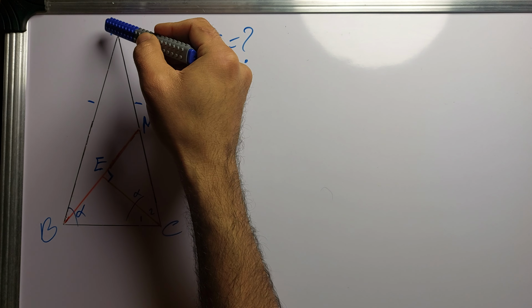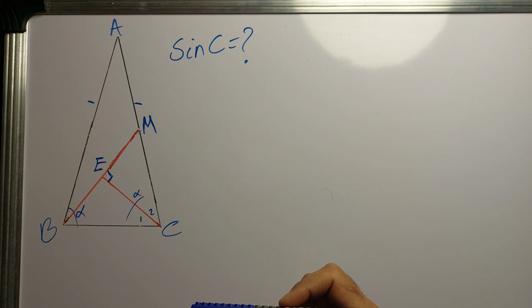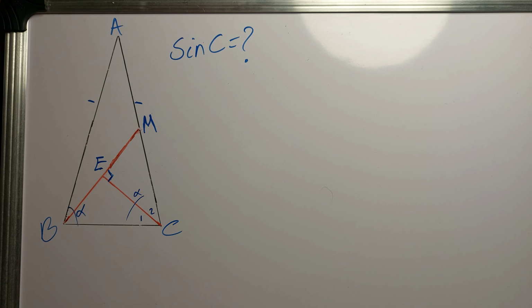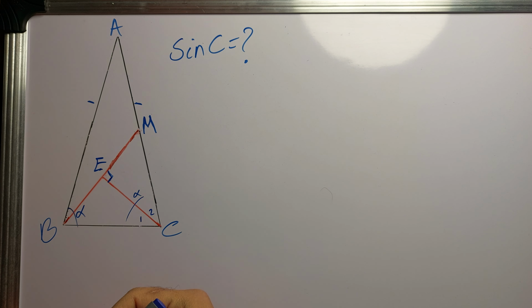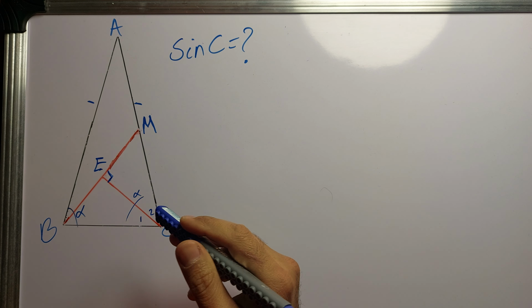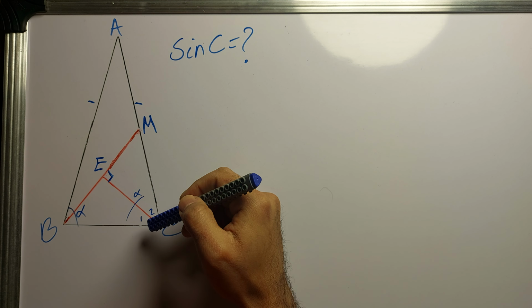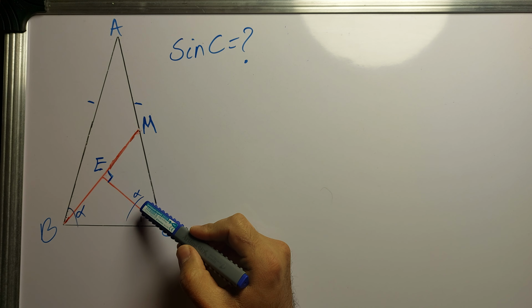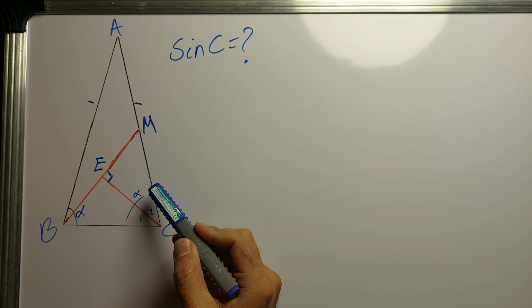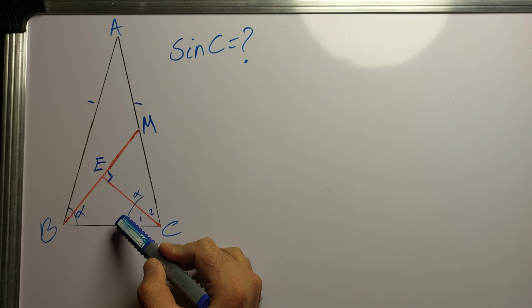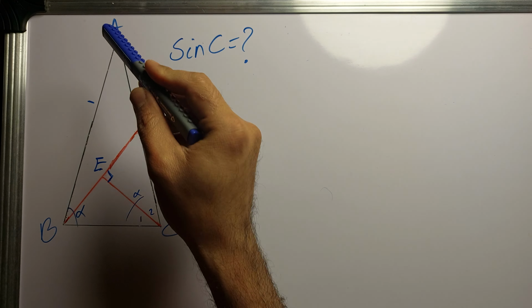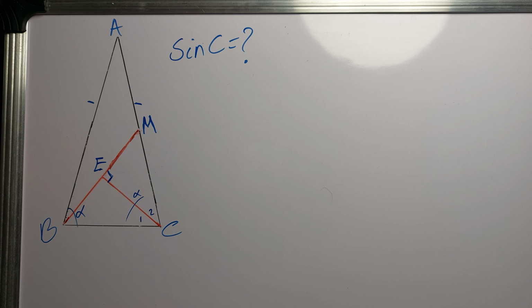The question says, the triangle ABC is isosceles, meaning the sides AB and AC are equal. And CE is the angle bisector, so it divides angle C into two equal parts. Let's say angle 1 and angle 2 are the same. Let's name the whole thing here as alpha. So angle C is alpha, and so is angle B, because this is an isosceles triangle. These two angles on the side are the same.